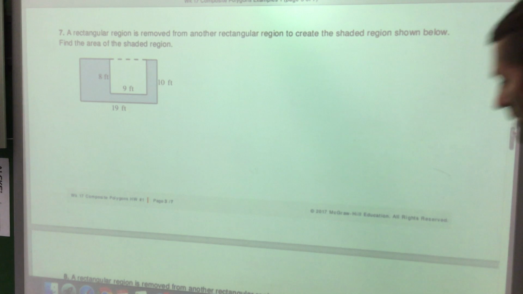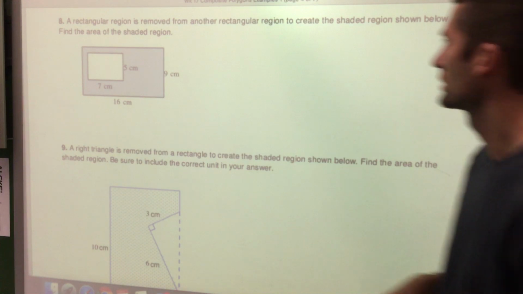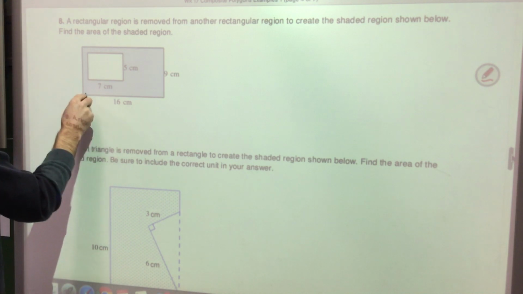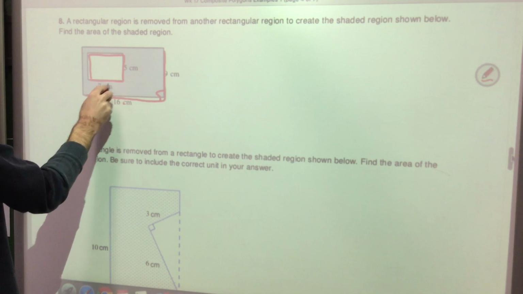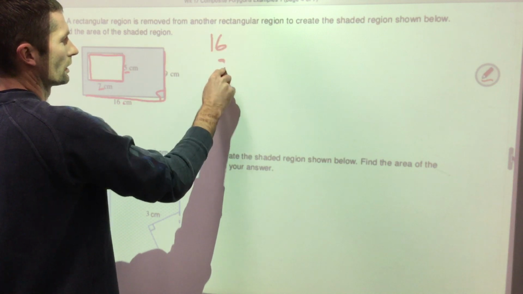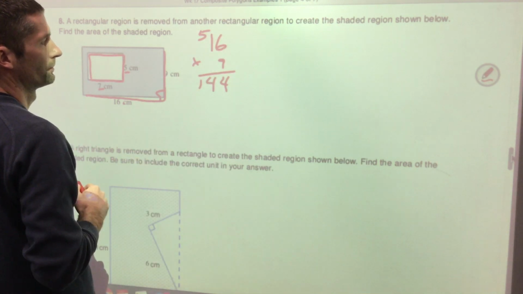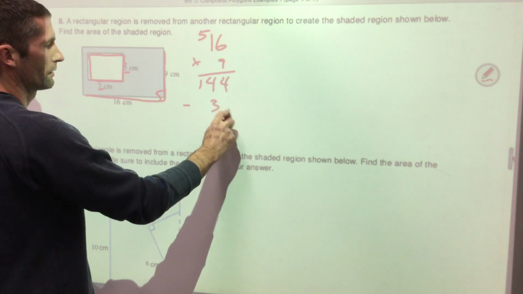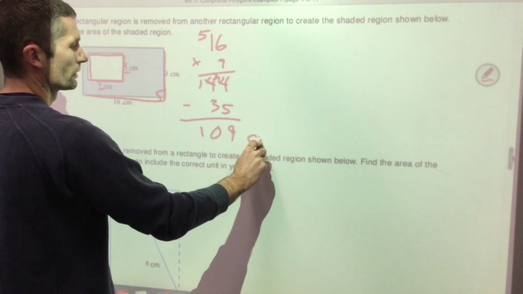Okay, question 8. A rectangular region is removed from another rectangular region. Same type problem. Okay, so we're going to take the big one, find the right angle, it's here, 9 times 16, and then we'll subtract out the little one, 5 times 7. 9 times 16, I'll just work it out real quick. 144. And subtract out 5 times 7, 35. 109 square centimeters.